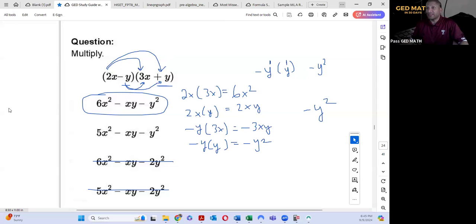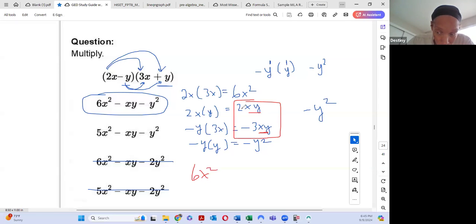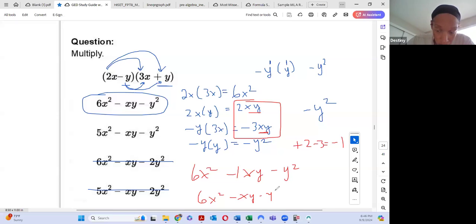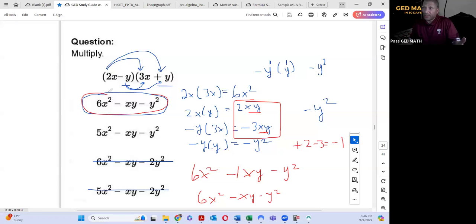What you should recognize now is 6x squared. These are like terms because they share the same variables. So I'm going to take the two coefficients, plus 2 and minus 3, and combine those, and I get minus 1. So I'm going to get minus 1xy, and then minus y squared. Because it's a 1, you never see a coefficient with a 1. So this is the same as 6x squared minus xy minus y squared. So that's how you would do it algebraically.